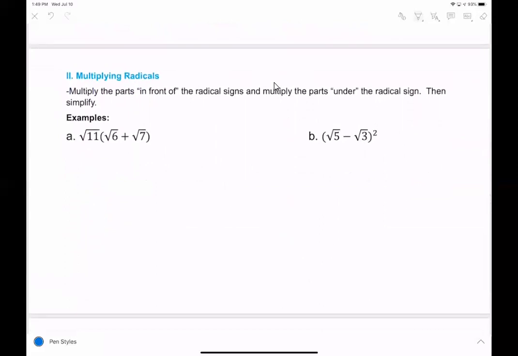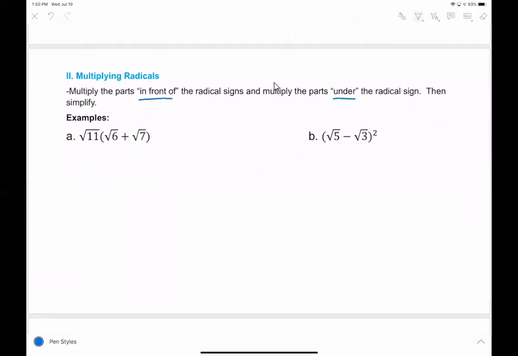Multiplying radicals, we can multiply the parts. The parts, so multiplication, it doesn't matter what's under the radical. We can multiply radicals together. We just need to multiply what's called the parts. Your parts are in front of and what's under.